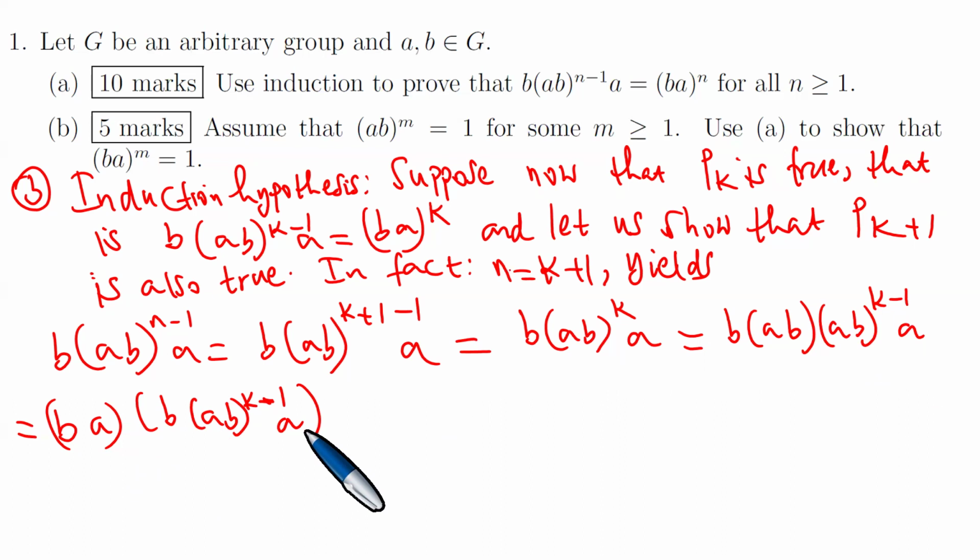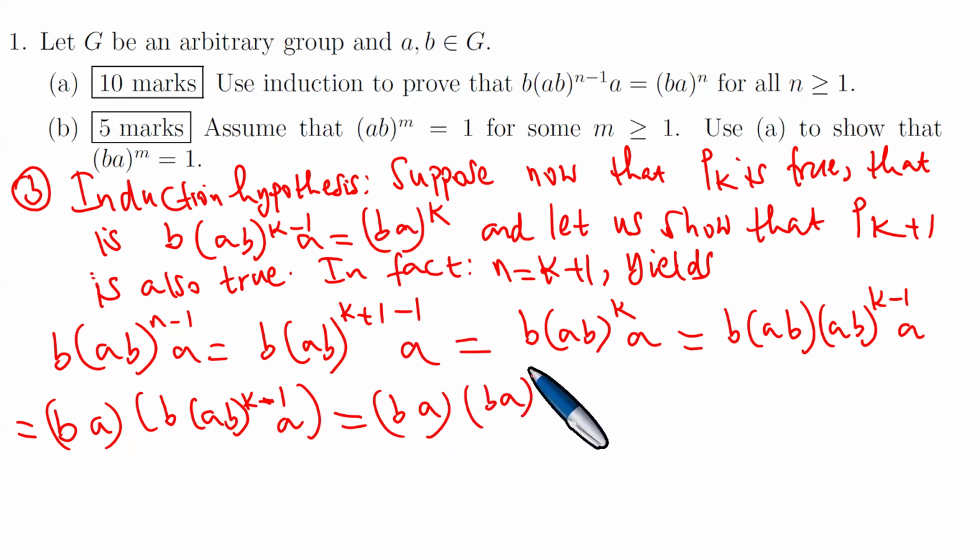What are you able to see? It gives us what we wrote as P(k). Exactly this. B(AB)^(k-1)A would give us (BA) to the kth power, right? Yes, that is correct. So you can write the BA here, and this here is actually (BA) to the kth power.